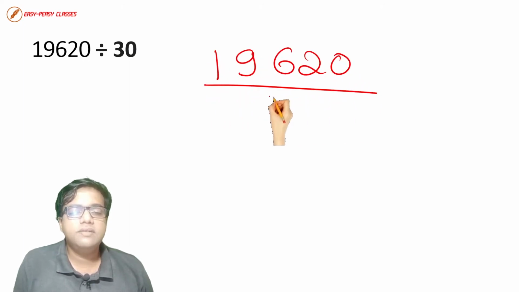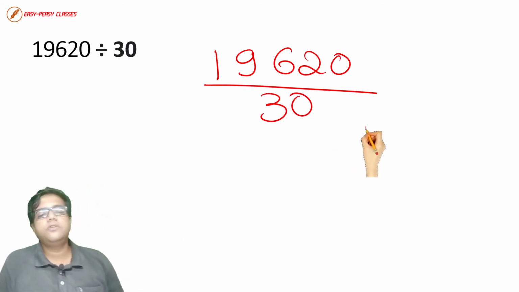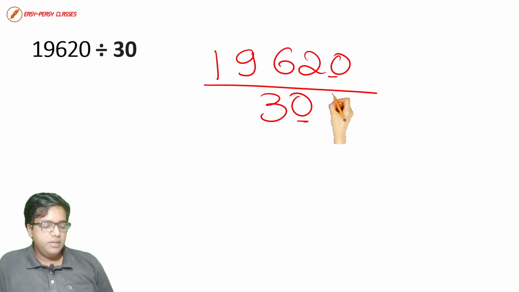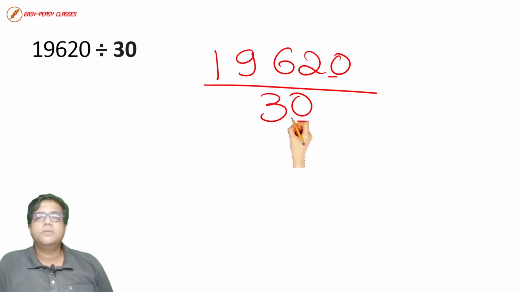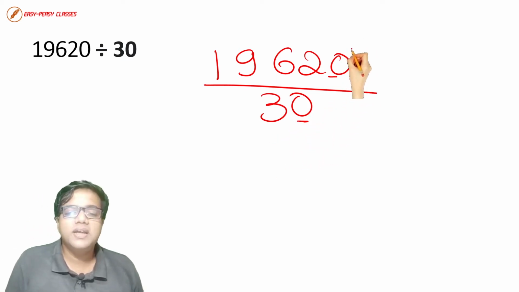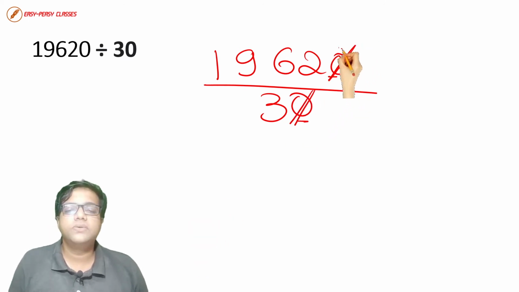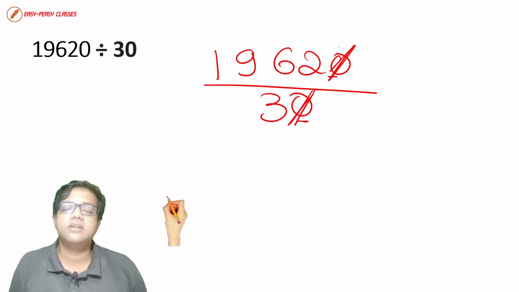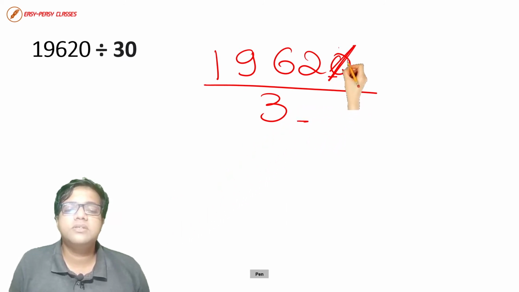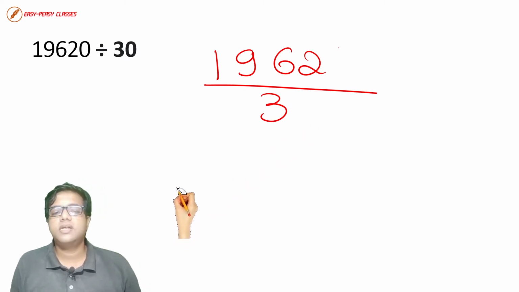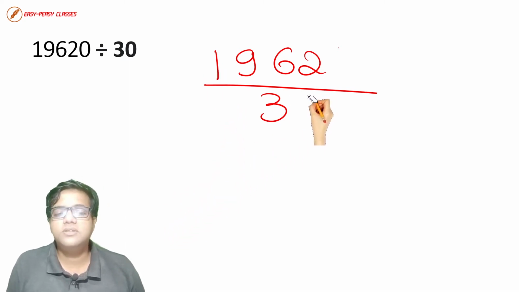19,620 divided by 30. Now most of you must have seen these end zeros, found the number to be even, and started dividing by 2, which is not required. You can cancel the end zeros then and there itself. So when you take away those end zeros, the question becomes 1962 by 3.